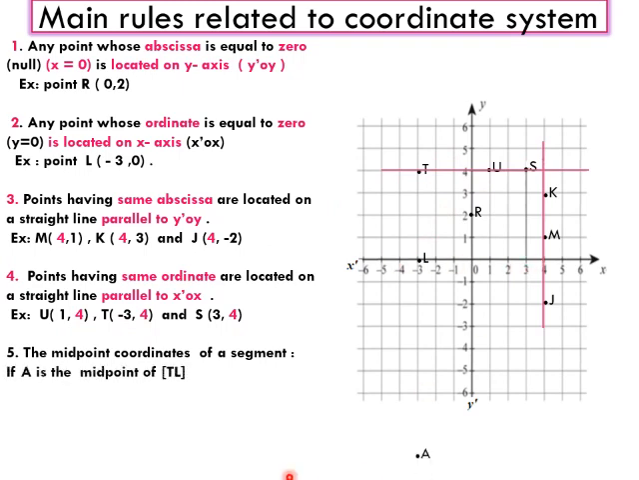The midpoint coordinates of a segment. If A is the midpoint of segment TL, in order to plot point A, we join the 2 points T and L, and then we take the midpoint of the segment TL and plot A. To calculate its coordinates, we have to follow the rule: XA is equal to (XT plus XL) over 2, and YA is equal to (YT plus YL) over 2. Let us take an example.